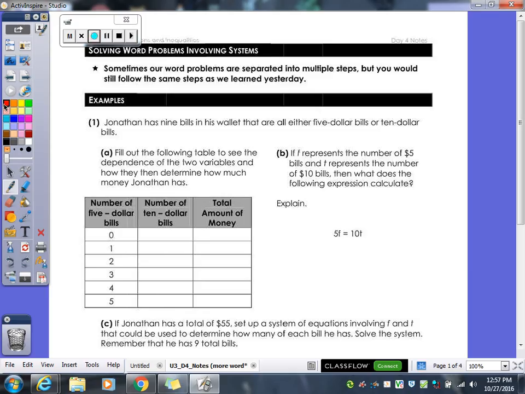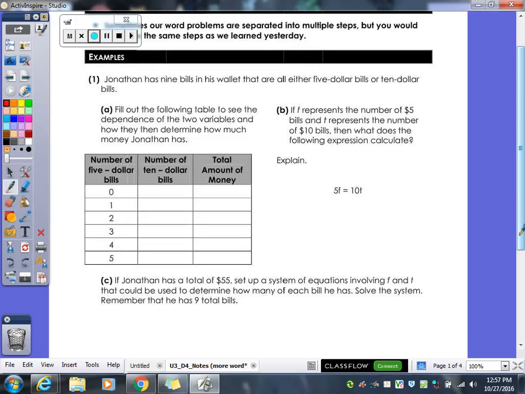So our first problem: Jonathan has 9 bills in his wallet that are either $5 bills or $10 bills. The table I have right here under part A is just a table I created to help us think through this problem. Jonathan has a total of 9 bills in his wallet. If 0 of the bills are $5 bills, how many $10 bills would he have? If he has 9 total, 0 of them are 5s, how many of them would be 10s? 9. So how much money would he have in his wallet here? $90.